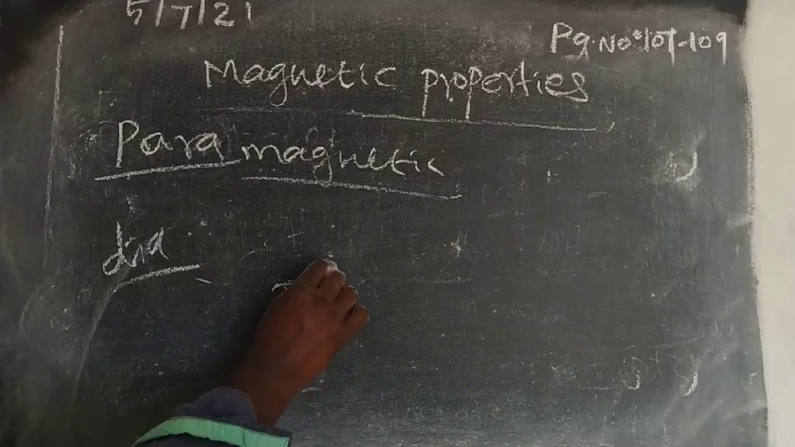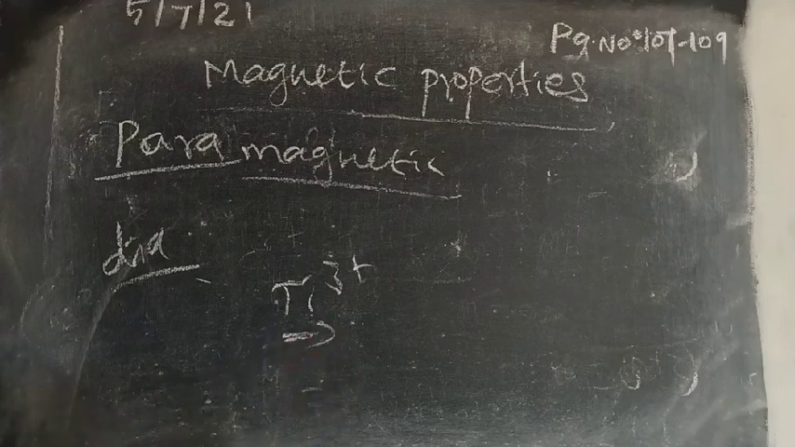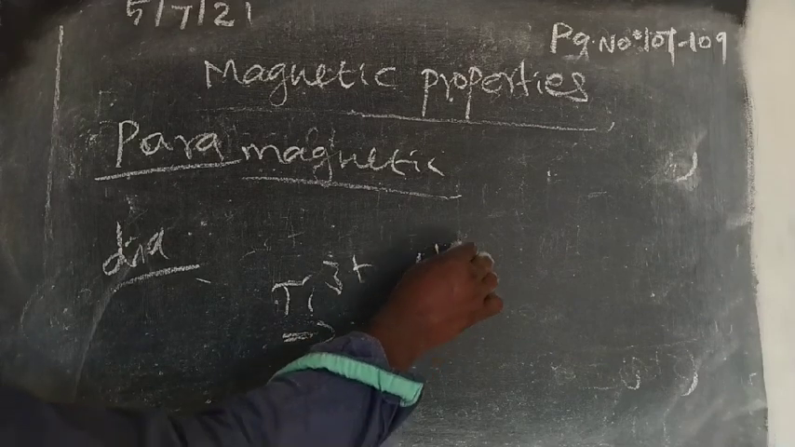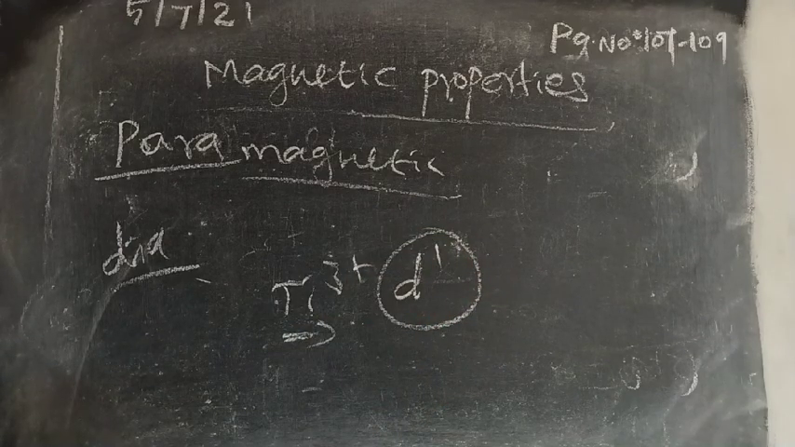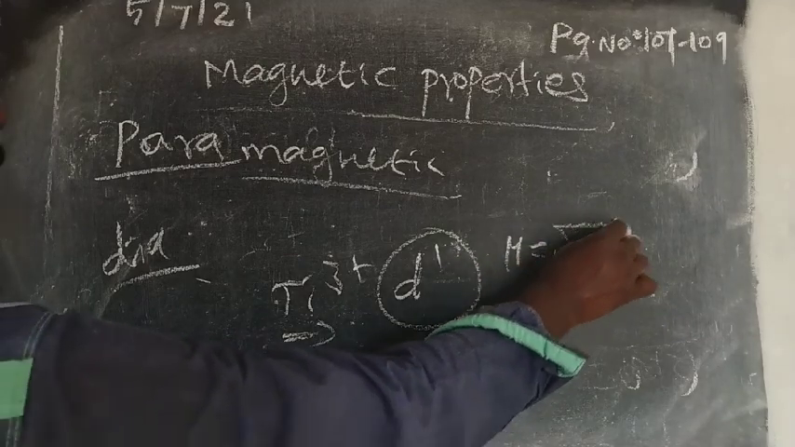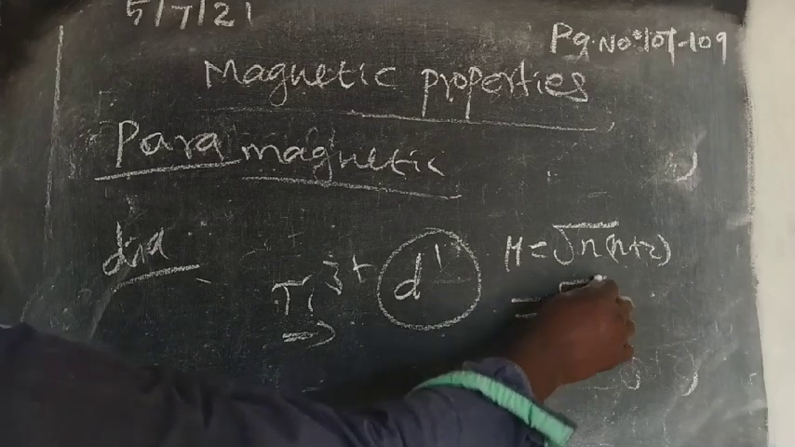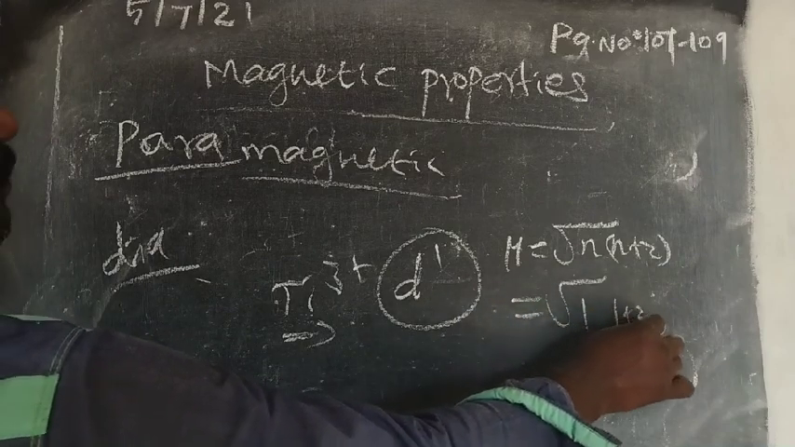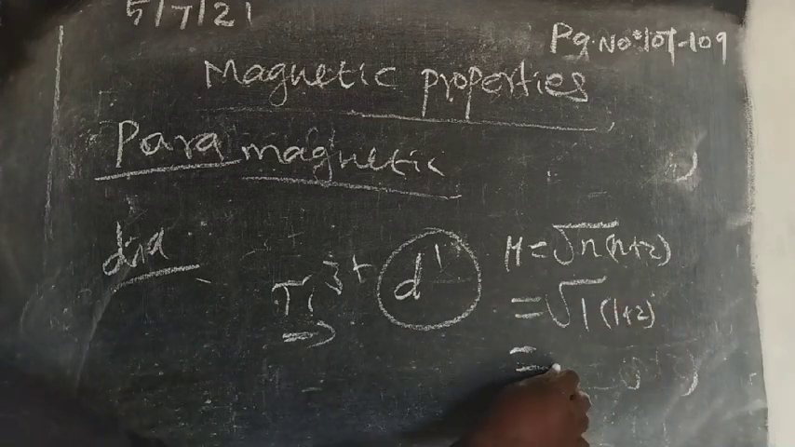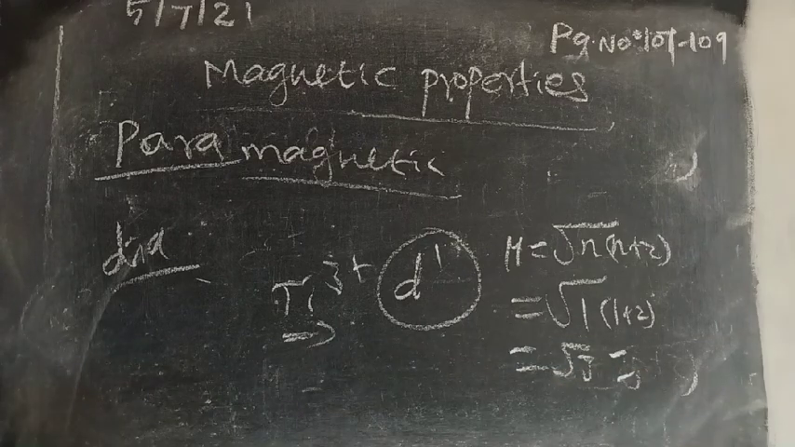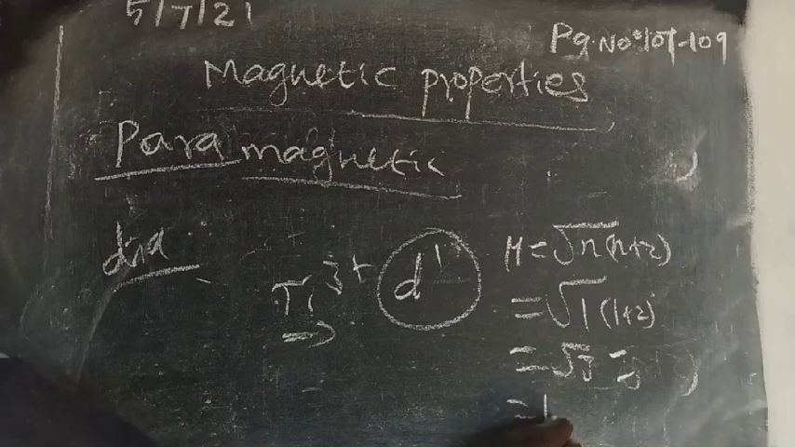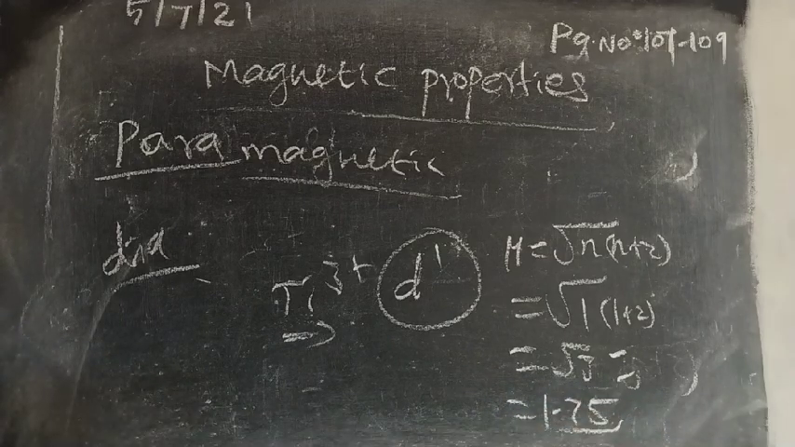What about titanium 3+? Titanium 3+ has one electron in the d orbital. Then mu is equal to root of n into n plus 2. N is 1, so 1 plus 2, then root 3. Root 3 value is 1.73 or 1.75. So we can find the magnetic moment value.